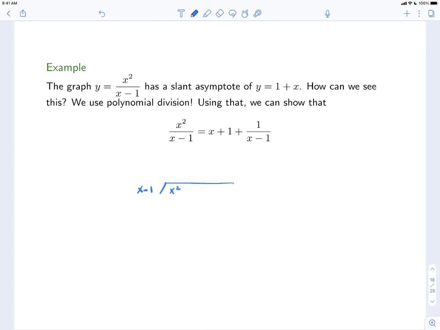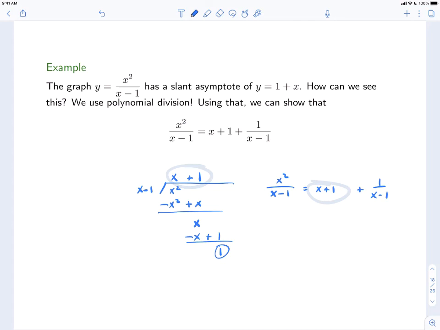In order to do that, you need to put up here the thing that you need to multiply by x minus 1 to get x squared. That's going to be an x. So x times x minus 1 is x squared minus x. Then you compute the difference of these things. The x comes down, and so then it's going to be plus 1. That gives you 1 times x minus 1, which is x minus 1. Then you compute the difference, and that's just going to give you a 1, and that's your remainder. So x minus 1 dividing into x squared gives you x plus 1, which is the quotient, plus the remainder, which is 1 over x minus 1.